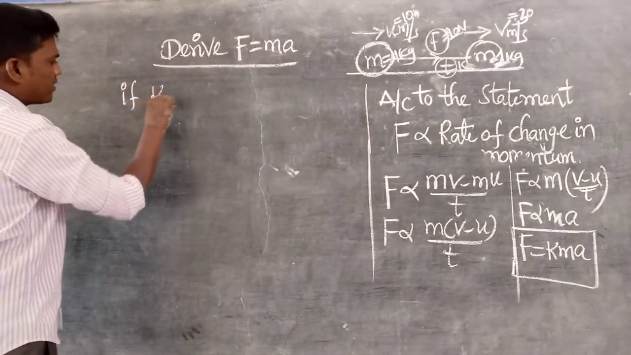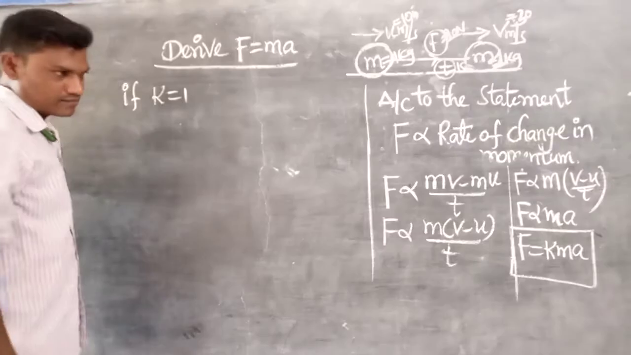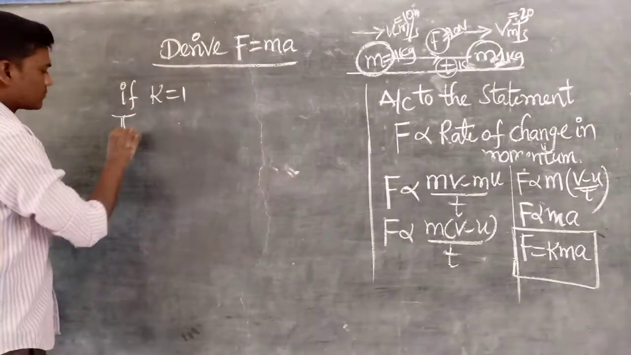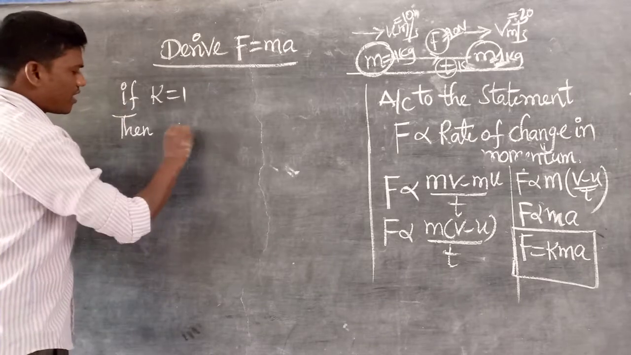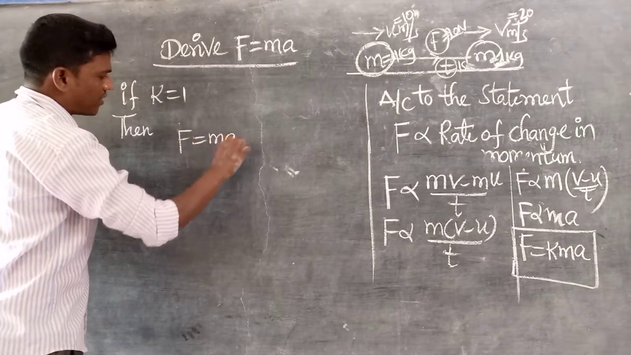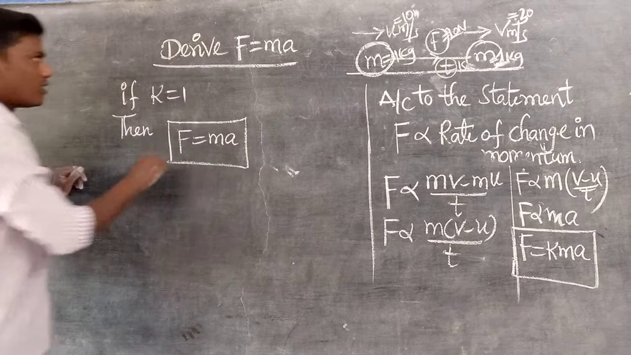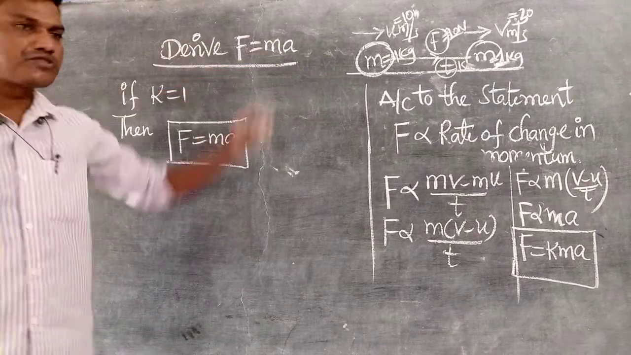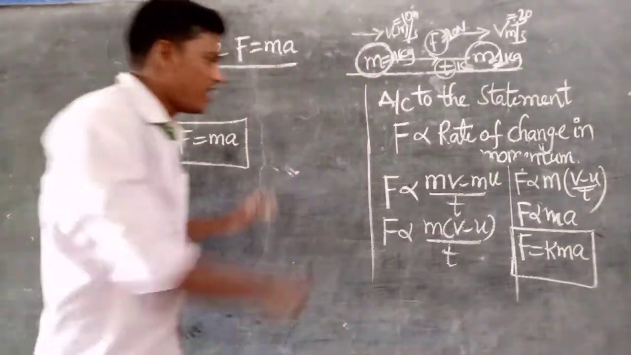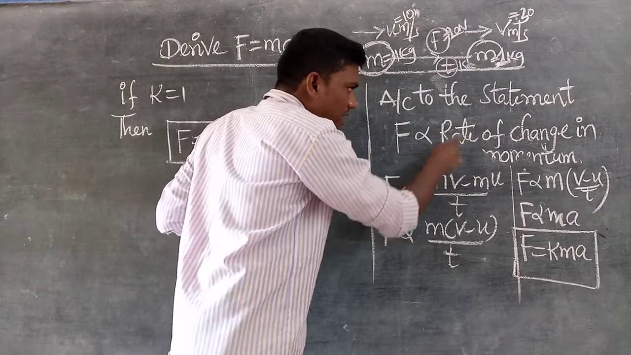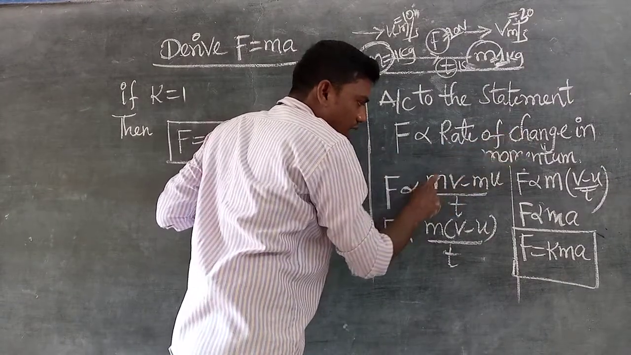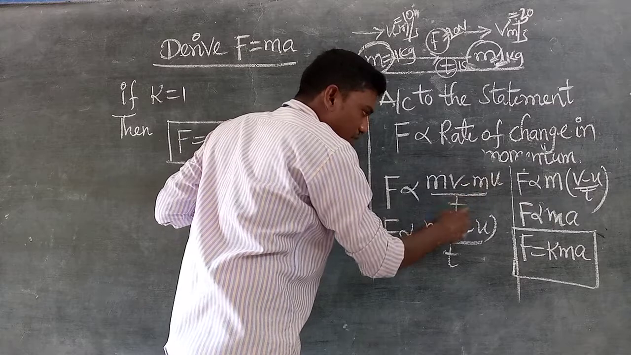If k is equal to 1, then F is equal to ma. So that's why we can derive F is equal to ma. Listen very carefully. F is directly proportional to the rate of change in momentum, with the formula (mv minus mu) upon t.